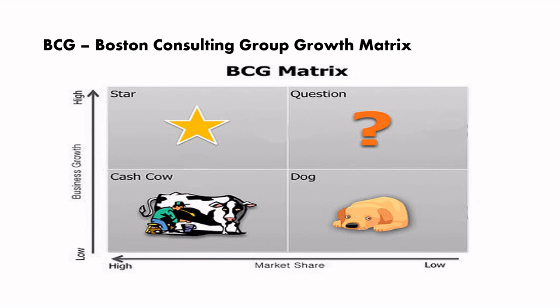BCG matrix has 4 cells, with the horizontal axis representing relative market share and the vertical axis denoting market growth rate. The 4 cells of BCG matrix are star, cash cow, question marks, dogs. Now let us look at these 4 cells of BCG matrix individually.